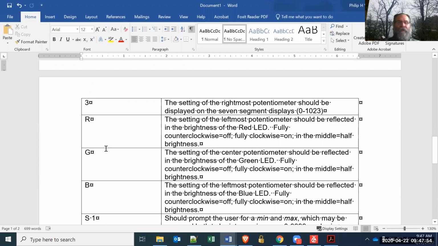If I type an R, a G, or a B, it is going to put the board into LED mode, and the pots are going to control the brightness of the LED: the leftmost pot the red, the middle pot the green, the right pot the blue. I haven't shown you yet how to adjust the brightness of the LED, but that's what we're going to start after I talk about this briefly.